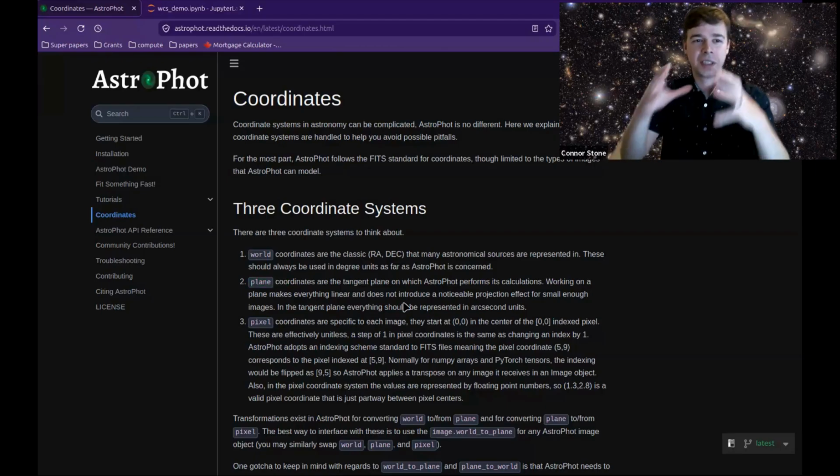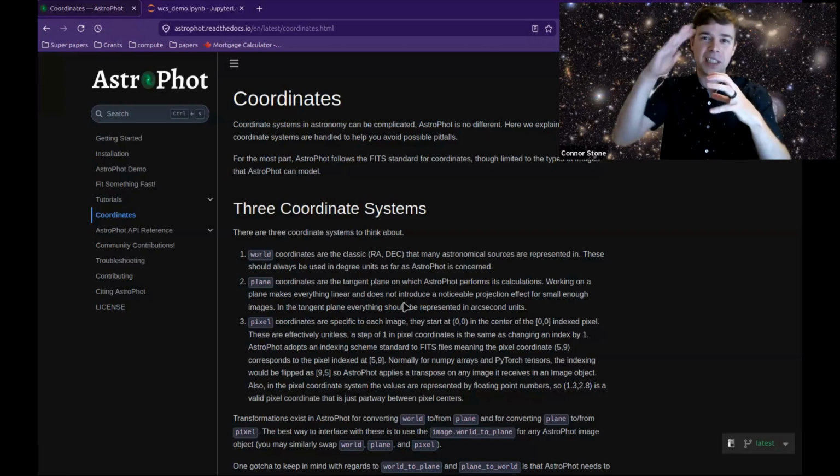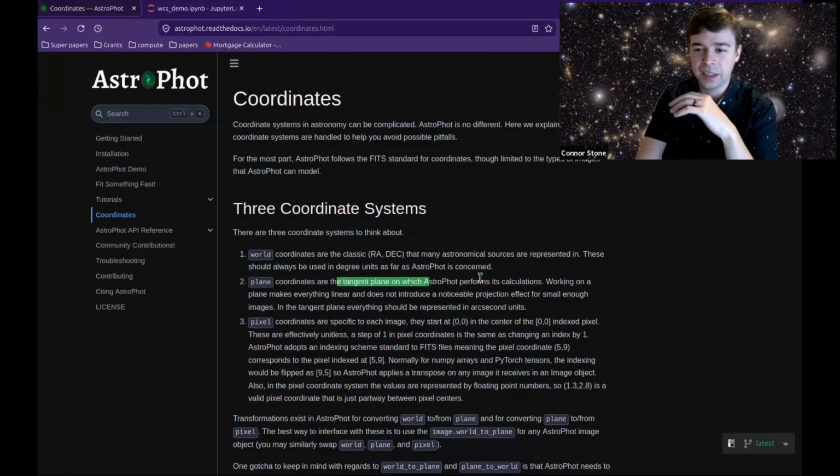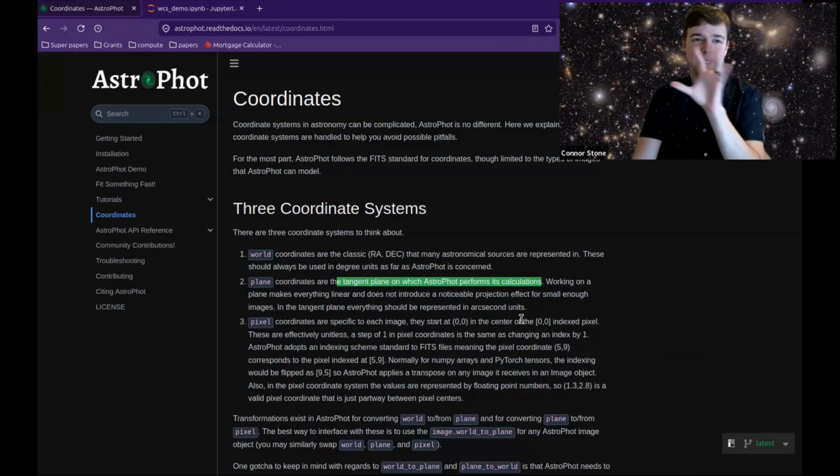So the tangent plane, if you imagine the celestial sphere as a sphere, the tangent plane is a plane that contacts that sphere at a particular point. The tangent plane is a Cartesian grid, and that is where AstroPhot does its modeling. If I say, oh, I'm going to put a Sersic model on the sky, that Sersic distribution of light is represented in the tangent plane. This is nice because on that Cartesian grid, everything is linear. I can calculate distances between things, and it all works out correctly.